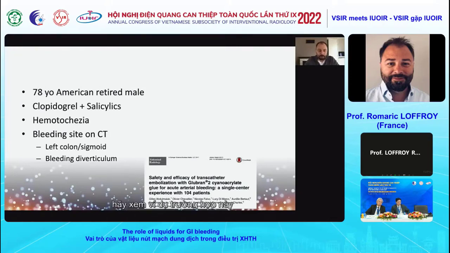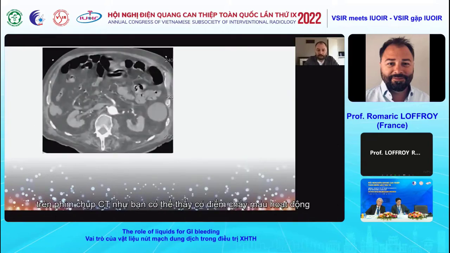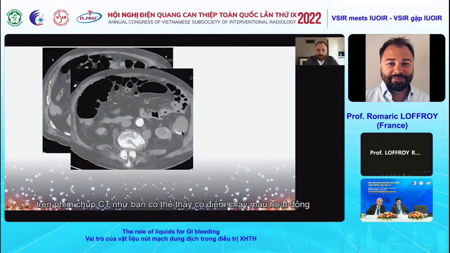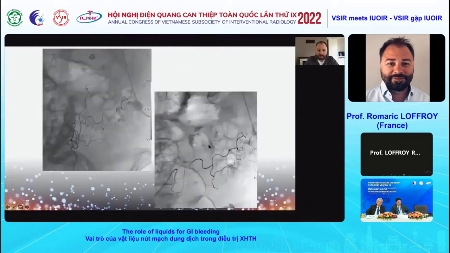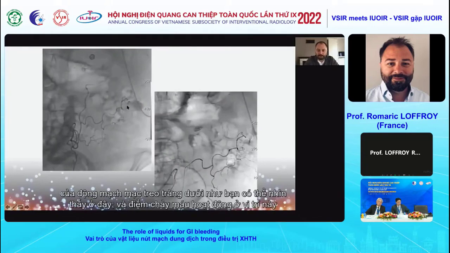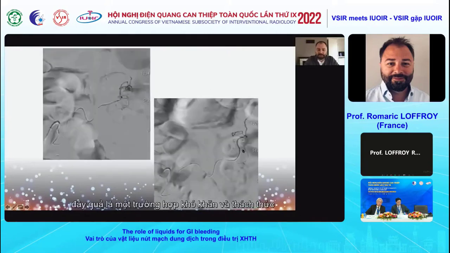Let me show this example of a patient with left colon bleeding on CT scan. As you can see here with extravasation at the arterial and portal phase, and again a small branch of the inferior mesenteric artery. You can see the extravasation here, and a very difficult and challenging catheterism. It was just impossible, even with a very small microcatheter, to go behind. It's not a big deal.